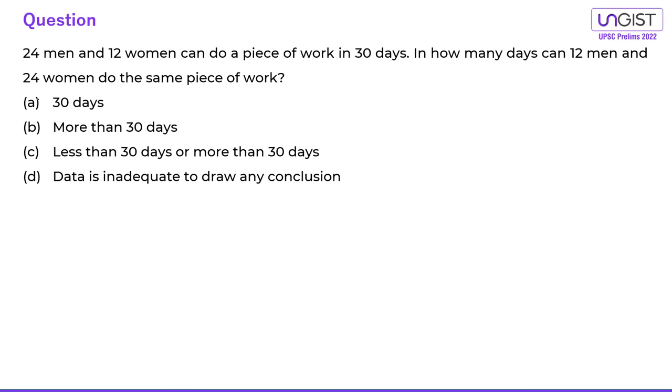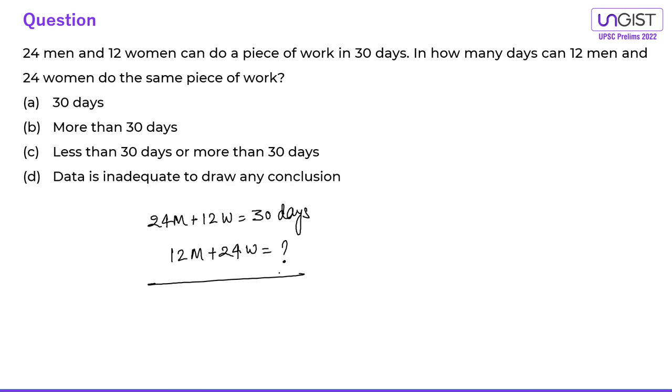Next question says 24 men and 12 women can do a piece of work in 30 days. In how many days can 12 men and 24 women do the same piece of work? Okay, guys, this question cannot be solved with the given data because there are two unknowns. So obviously we need two equations, and only one equation is given. So this question cannot be solved with the given data. So here D choice is the correct one. Data is inadequate to draw any conclusion. Okay, now let's move to the next one.